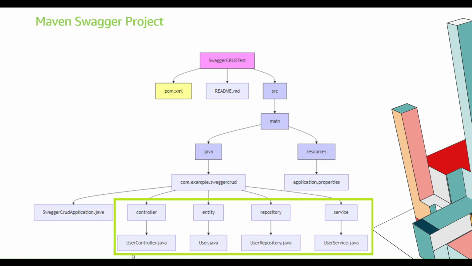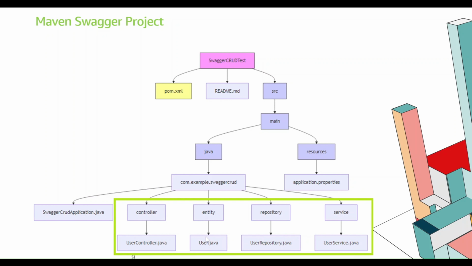To achieve that, I will create a basic Maven quick start project, which will have pom.xml, a readme file, and Java as well as resources folders. In that, I'm going to create a package, and in application.properties, I'm going to add database-related details like the URL, username, password, dialect, and other details. In controller, I will create a user controller. This will be the REST controller.